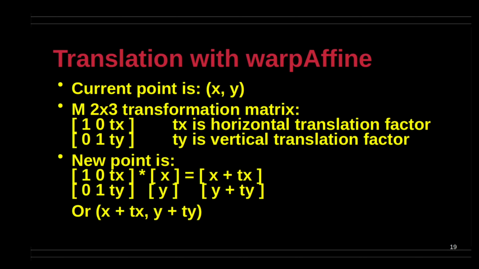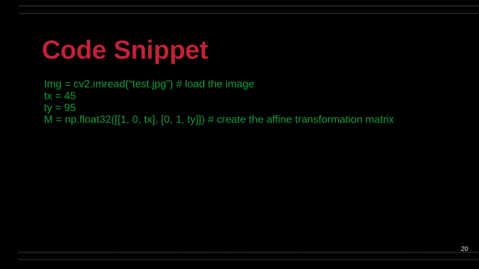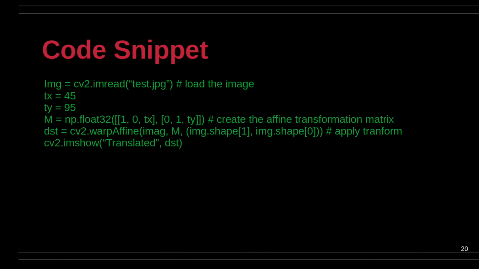In OpenCV's warpAffine function, the function iterates over each pixel in the input image. For each pixel, it converts its coordinates to homogeneous coordinates. It multiplies the coordinates by the affine transformation matrix. The resulting coordinates are used to find the corresponding pixel in the output image. The pixel value from the input image is copied to the corresponding pixel in the output image.